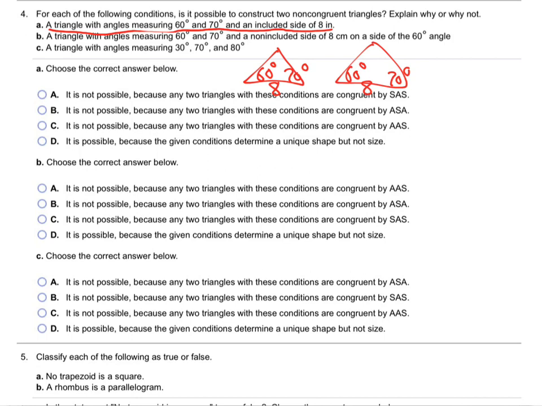Well, they have to be identical. This triangle and this triangle would have to be. Why? By side, angle, side. I'm sorry, angle, side, angle. This is an angle, side, angle. So by angle, side, angle, they have to be identical. So they're asking, is it possible to construct two non-congruent, like not identical? No, it's not possible. They'd have to be identical by angle, side, angle on that one.